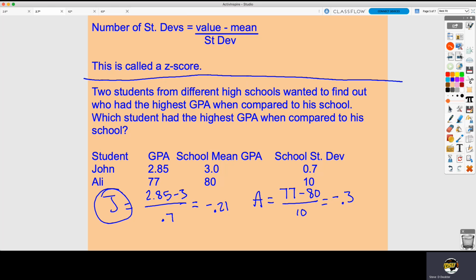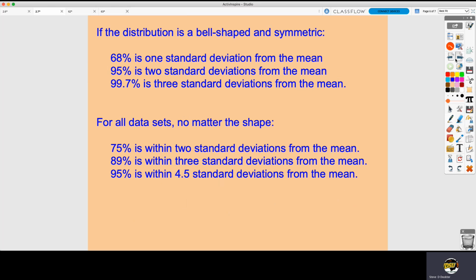Now, this one, just take a look at this. Hopefully some of these numbers are familiar. If the distribution is normal and is a bell curve, so it looks more like this, these three numbers are very, very important. One standard deviation from the mean is 68%. Two standard deviations is 95%. And three is 99.7%.